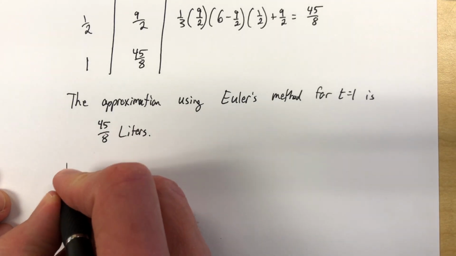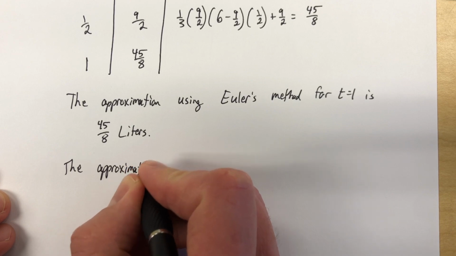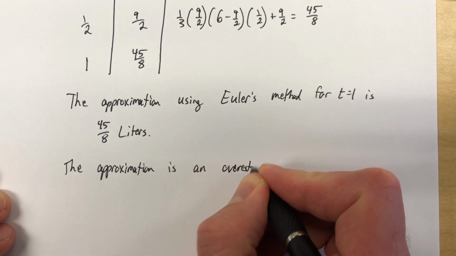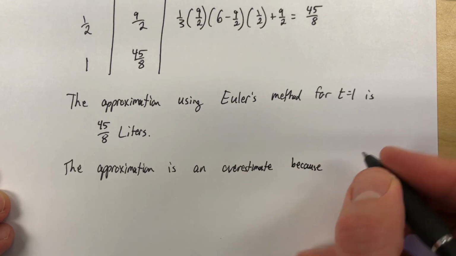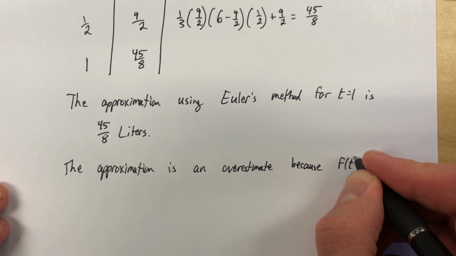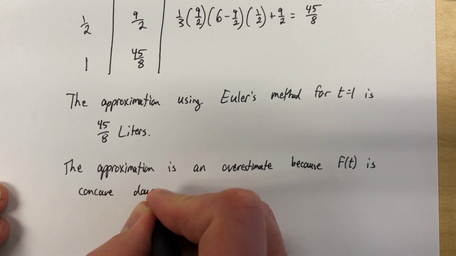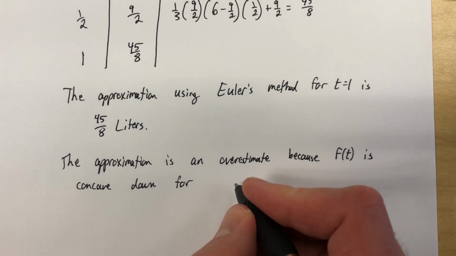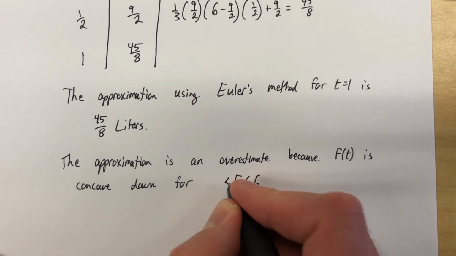I'm going to start writing that. The approximation is an overestimate because f of t is concave down for all, not t values, but for all the f values. You could call them y values if you wanted to, between 6 and 3.